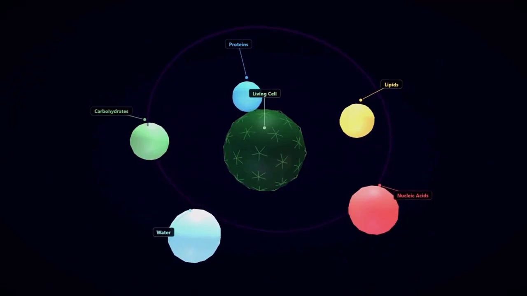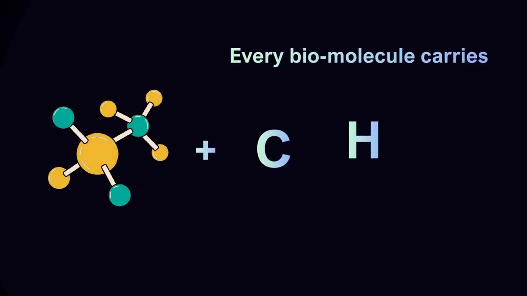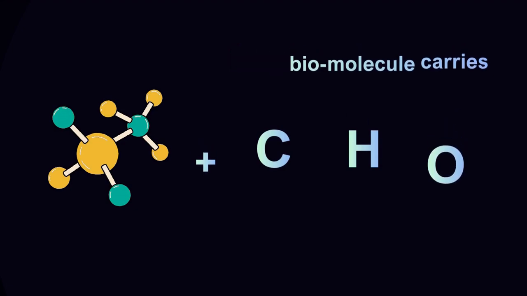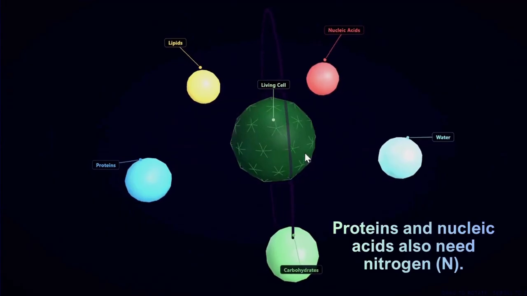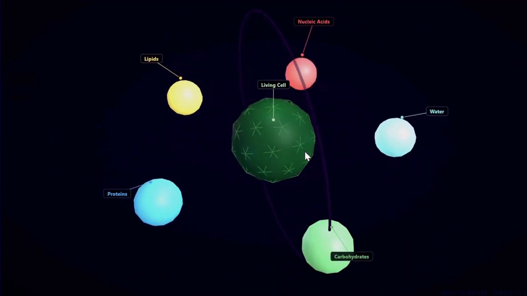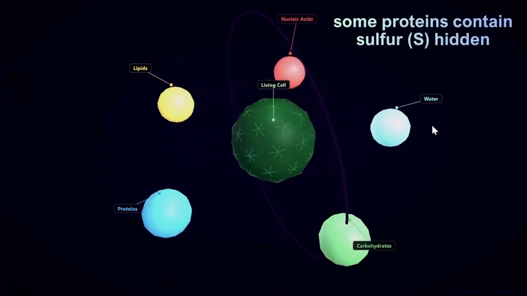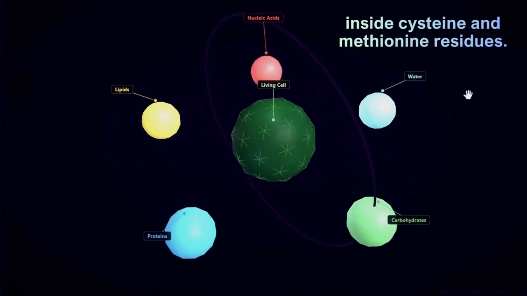Here is the elemental fingerprint. Every biomolecule carries carbon, hydrogen, and oxygen. But then, things diverge. Proteins and nucleic acids also need nitrogen. Only nucleic acids carry phosphorus. And some proteins contain sulfur, hidden inside cysteine and methionine residues.